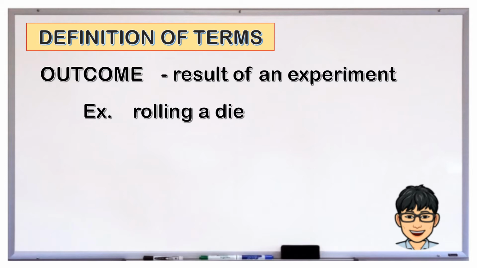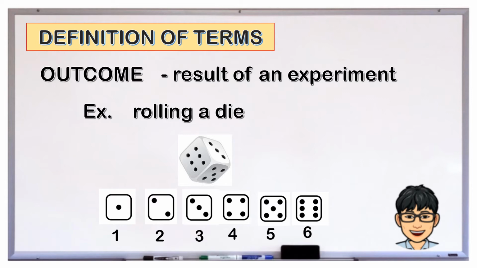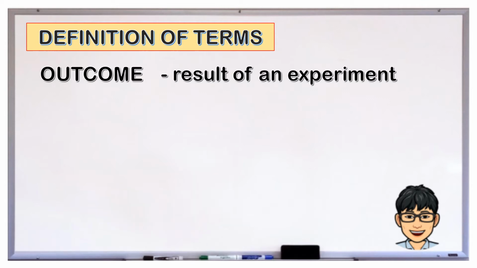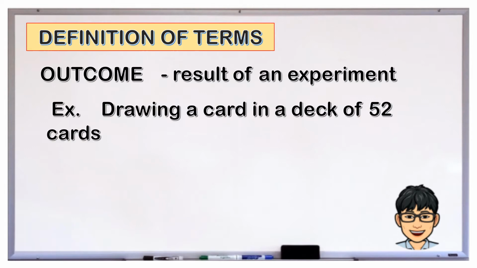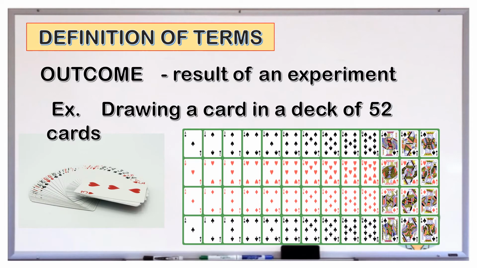Next, rolling a die. Take note, die is a singular form of the word dice. So when we roll a die, ito yung mga possible outcomes na pwedeng lumabas: 1, 2, 3, 4, 5, or 6. Another example, drawing a card in a deck of 52 cards. Kapag kumuha tayo ng isang card doon sa deck of 52 cards, isa dyan sa mga card na yan ay maaaring outcome ng ating experiment.